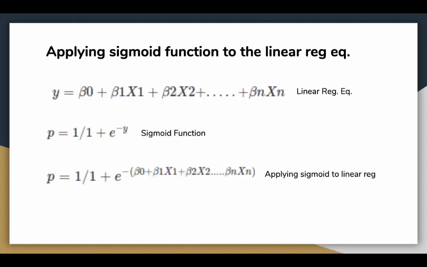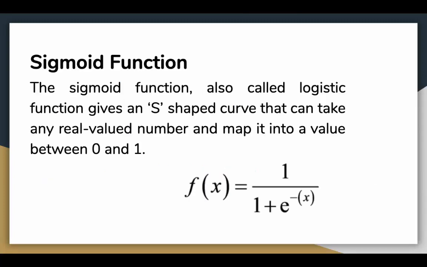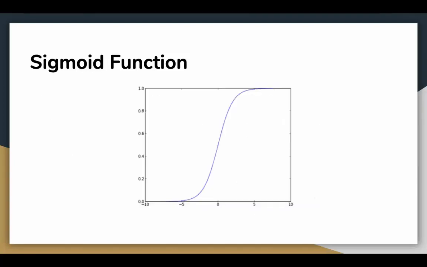Now, let's modify the linear regression equation we had seen in the previous video for logistic regression. We apply something called a sigmoid function on the linear regression equation. Let's see what the sigmoid function is. The sigmoid function, also called the logistic function, gives an S-shaped curve that can take any real-valued number and map it into a value between 0 and 1. If the curve goes to positive infinity, y predicted will be 1, and if the curve goes to negative infinity, y predicted will become 0.